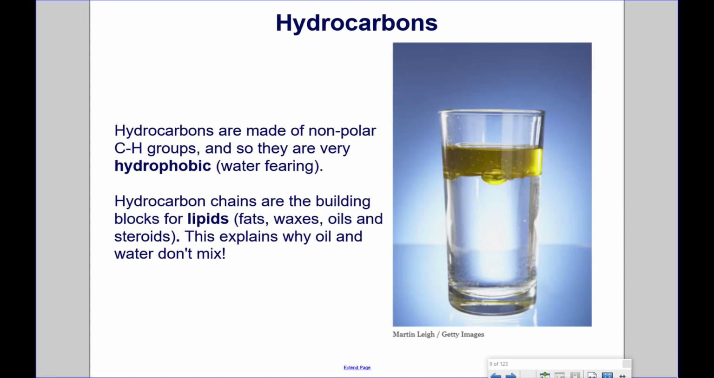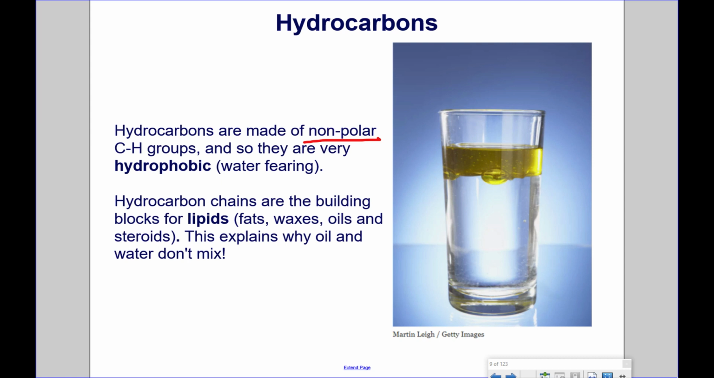Hydrocarbons. Hydrocarbons are made of nonpolar carbon-hydrogen groups, and so are very hydrophobic, which means water-fearing. Hydrocarbon chains are the building blocks for lipids, fats, waxes, oils, and steroids. This explains why oil and water don't mix.